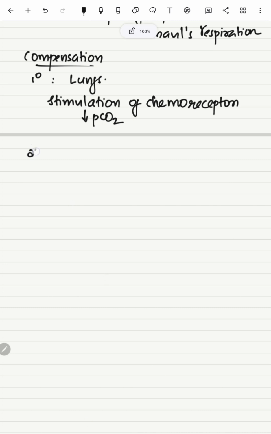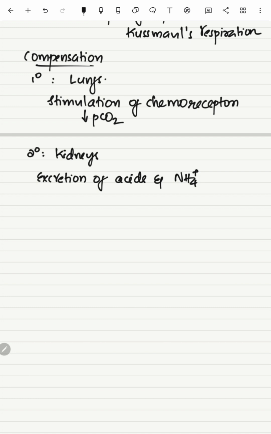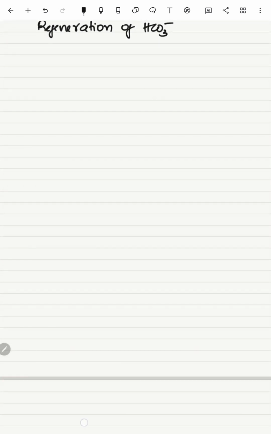Now the secondary compensation can be done by kidneys. So what happens in kidneys? There will be excretion of acids and NH4+ ions, and there will be regeneration of HCO3 ions. So these are the main compensatory mechanisms that happen in our body.